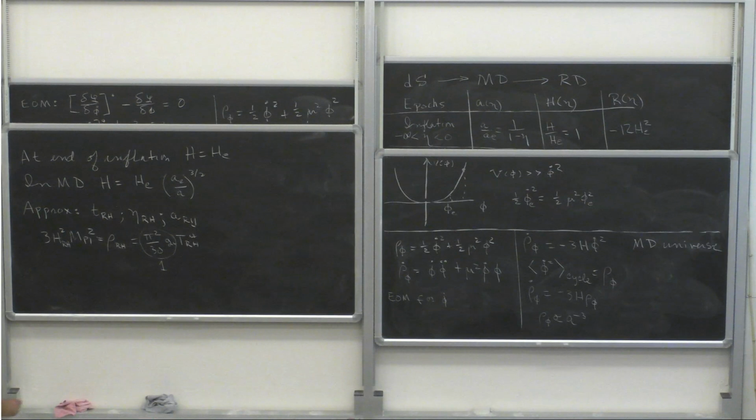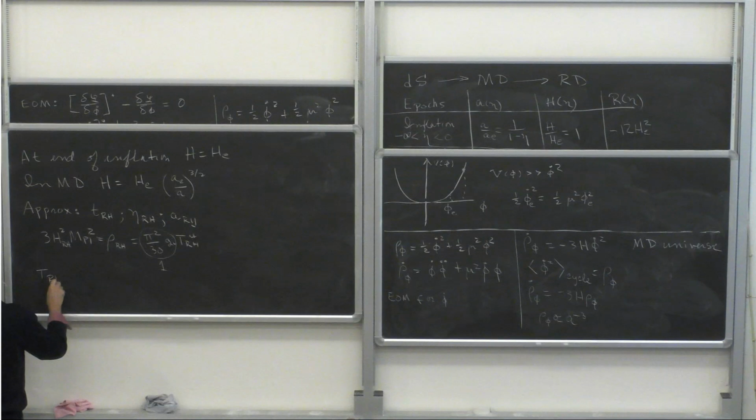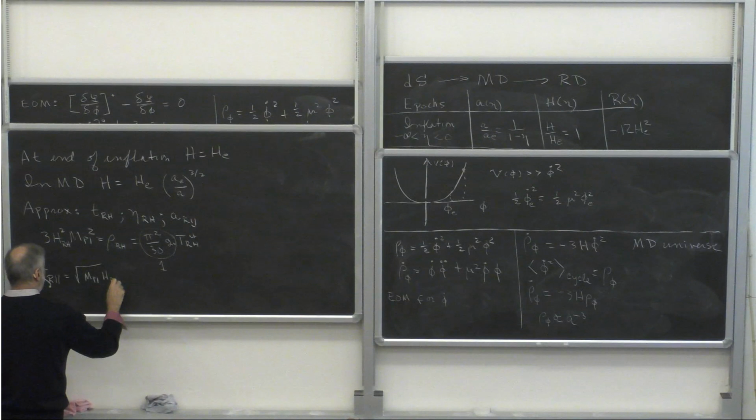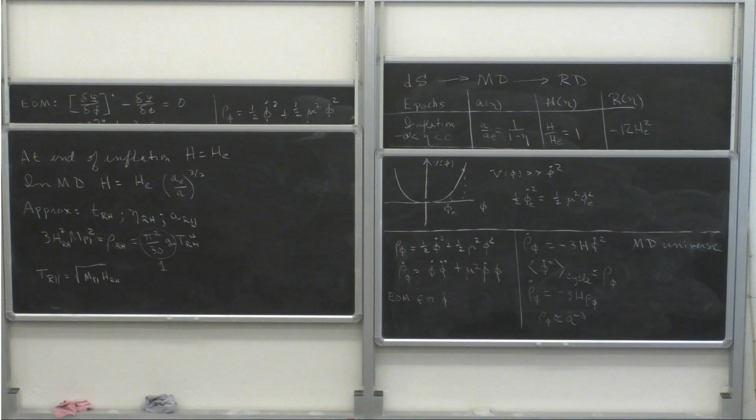So I can calculate that T reheat, again ignoring factors of 3, is the square root of the Planck mass times H at reheat. Isn't that relationship, I'm sorry, isn't that relationship true if we assume radiation domination? Yeah, that relation for rho. Isn't that true only if we assume that we are in the radiation dominated era? Yes. Are we? Yes.